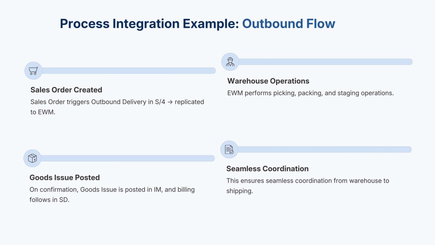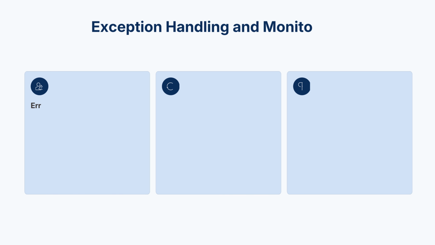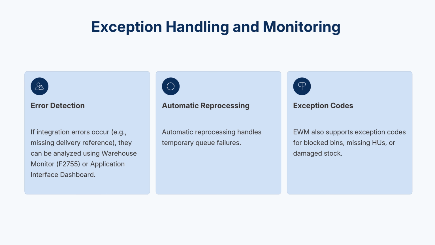Exception handling and monitoring. Errors can still occur, perhaps a missing delivery reference or a stuck queue. Supervisors monitor these in the Warehouse Monitor F2755 or the Application Interface dashboard. Automatic reprocessing recovers temporary failures, and exception codes let users manage blocked bins or damaged stock quickly and transparently.